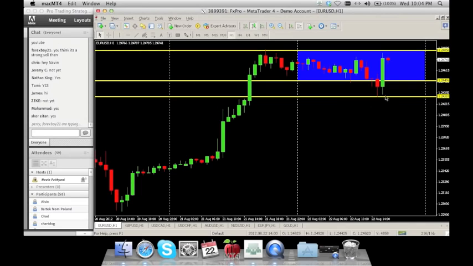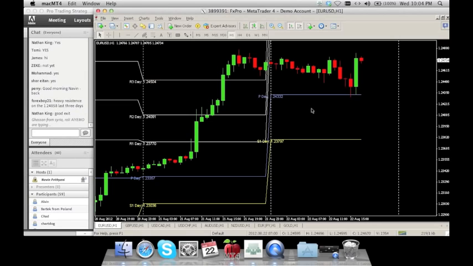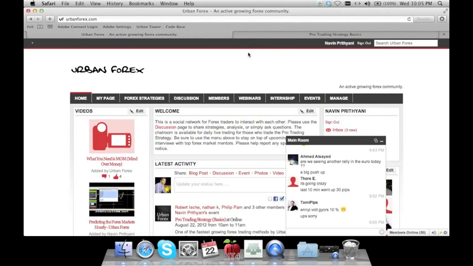Yeah, the level really held, that level that we had wanted an exit for. Perry, welcome back. Okay, let's get started here. Let me remove all the stuff from my screen, and I'm plotting pivot points. For those of you who do not know where to get these pivot points, go to urbanforex.com. Let me show you here.